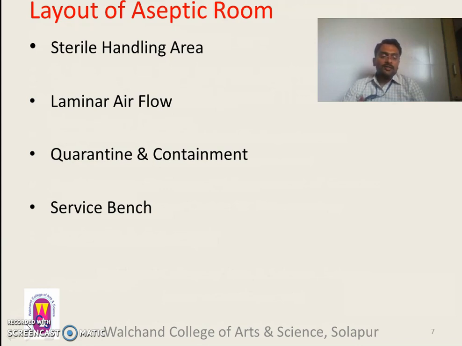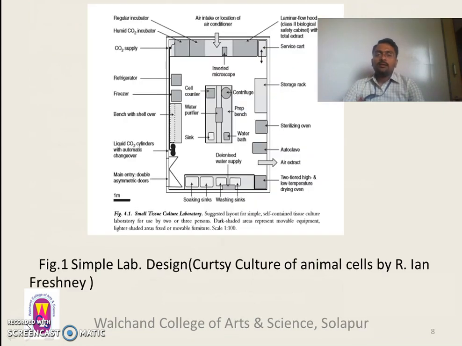Apart from that, a service bay is also provided where different types of microscopes and cell counters are placed for the routine examination of the growth of the animal cells. This is the schematic representation of a simple animal tissue culture laboratory. You can see the various parts: washing area, laminar airflow, preparation area, etc.